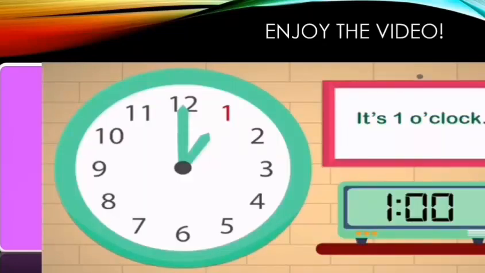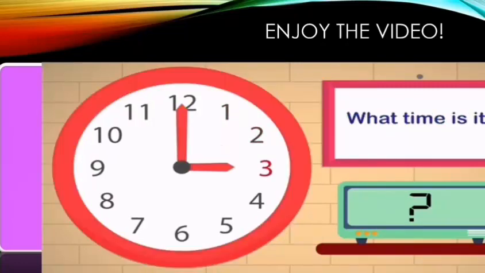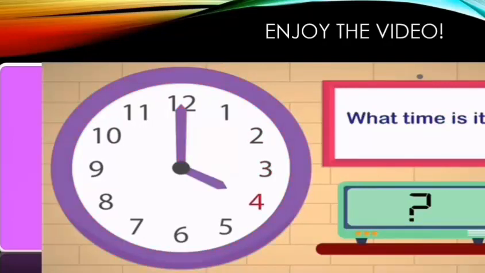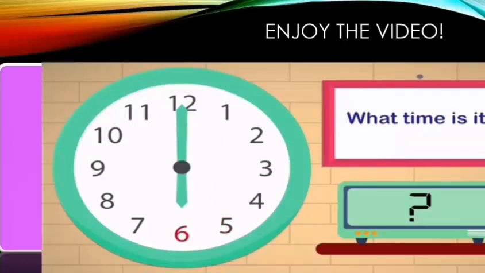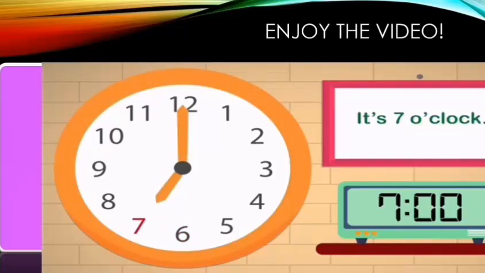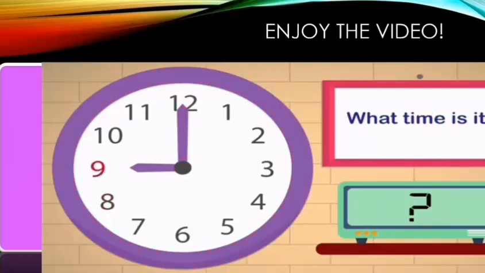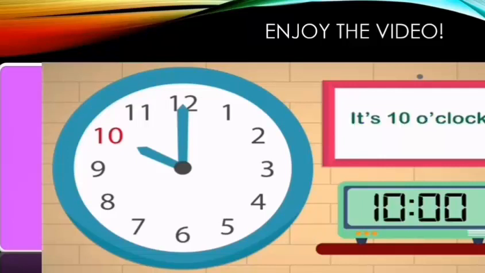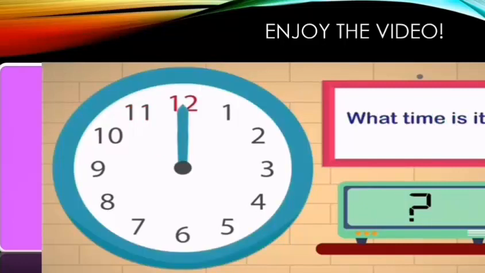What time is it? It's 1 o'clock. What time is it? It's 2 o'clock. What time is it? It's 3 o'clock. It's 4 o'clock. It's 5 o'clock. It's 6 o'clock. It's 7 o'clock. It's 8 o'clock. It's 9 o'clock. It's 10 o'clock. It's 11 o'clock. It's 12 o'clock.